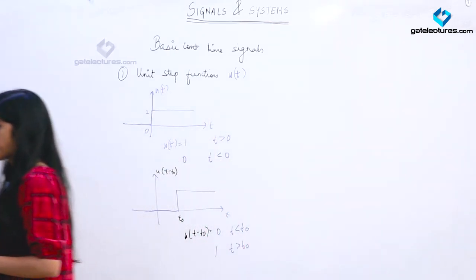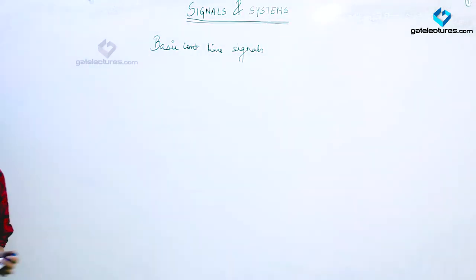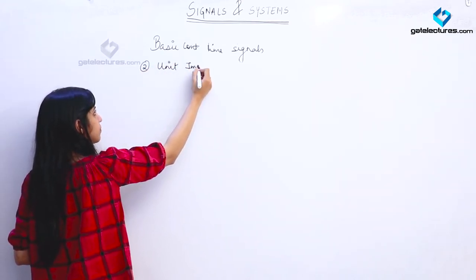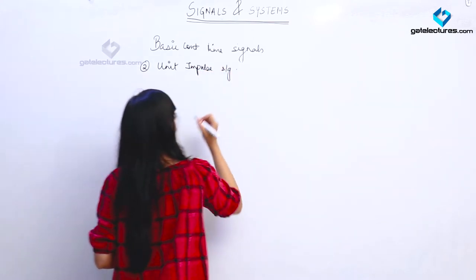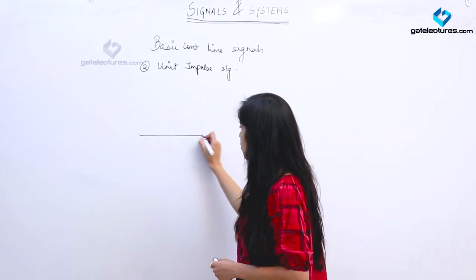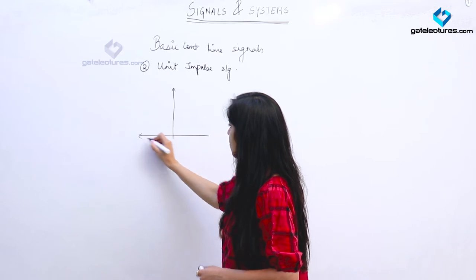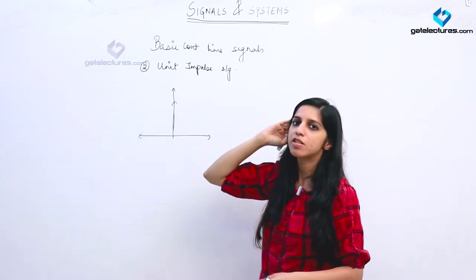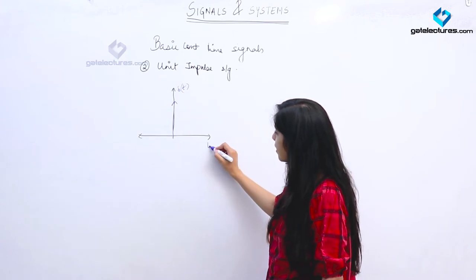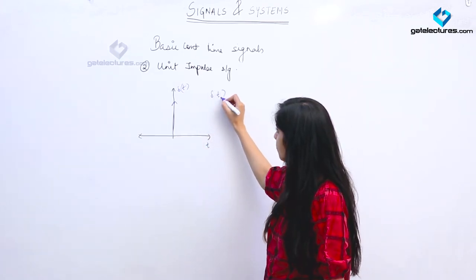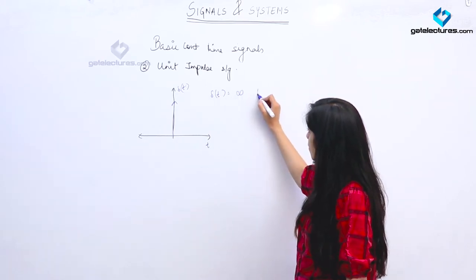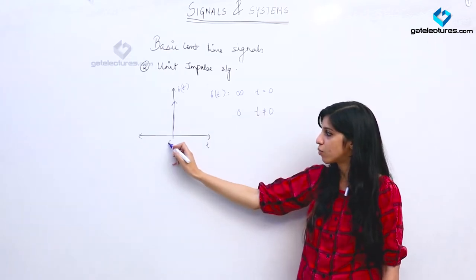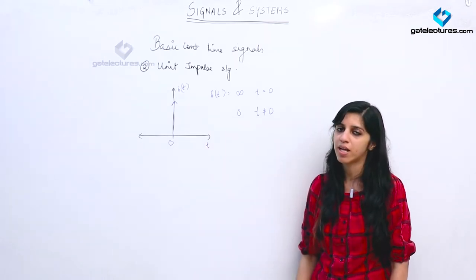The next function that we are going to look at is the unit impulse function, the unit impulse signal. This is how we represent a unit impulse signal. The value of this unit impulse signal is infinity for t is equal to 0, and 0 when t is not equal to 0. So for all the time instants other than t is equal to 0, this impulse signal has 0 value, that is, it does not exist.